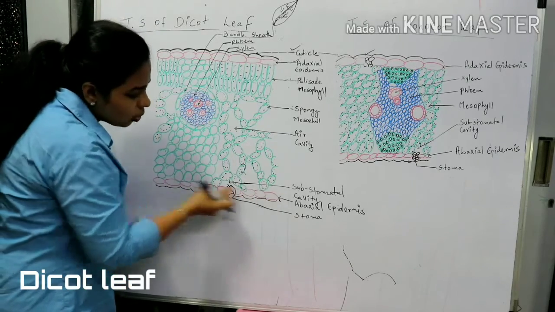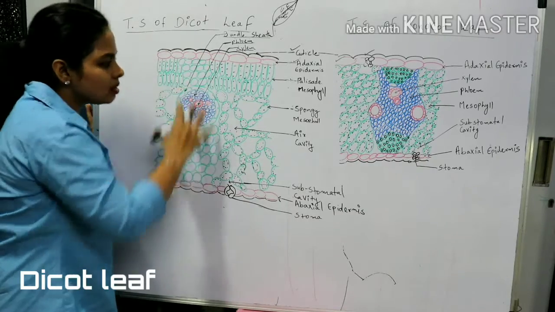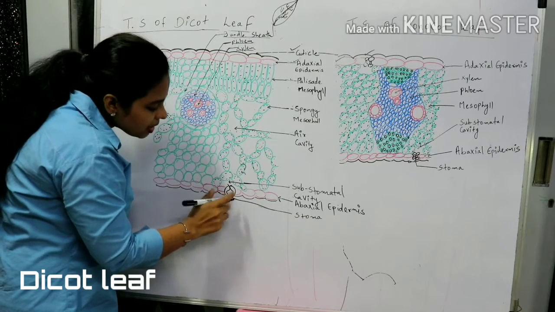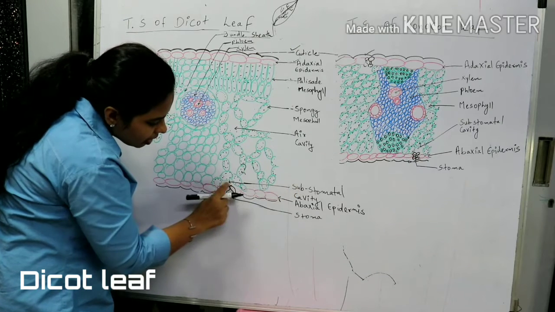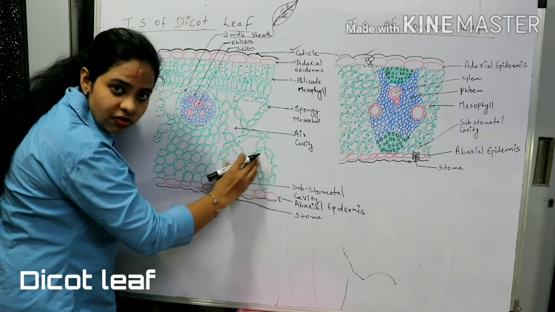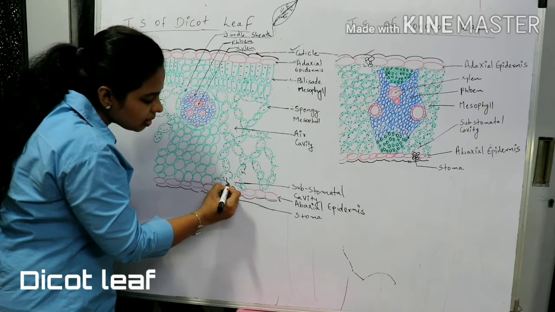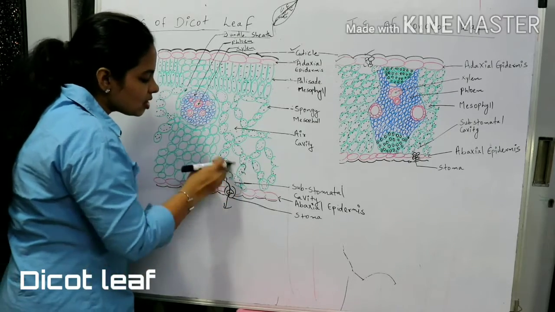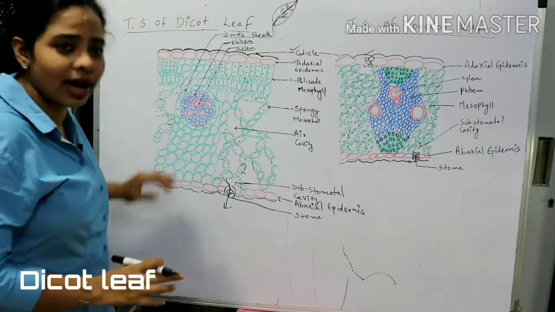Then the last part is the lower epidermis. See, we have come from here to here. All the points are in sequence. Then here you can see the lower epidermis. Here you can see the presence of stomata. Now can you see the substomatal cavity here, this part? When the water vapors are lost from this mesophyll, they will gather here. They will move from this substomatal cavity through stomata and they will be lost, and thus the exchange of gases can also occur. So that's it about the dicot leaf.